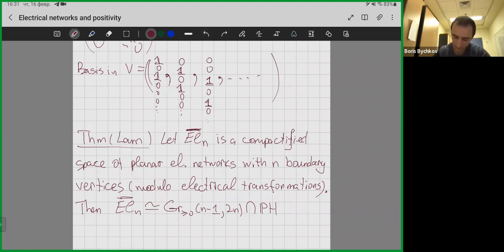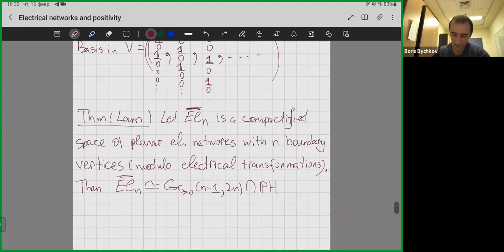Yes, so it's an intersection of the totally non-negative Grassmannian of n-1 to n with some certain subspace, the projectivization of a certain subspace H, where this subspace has a combinatorial definition in terms of the electrical network, but I think I will not define it. H is some subspace combinatorially.